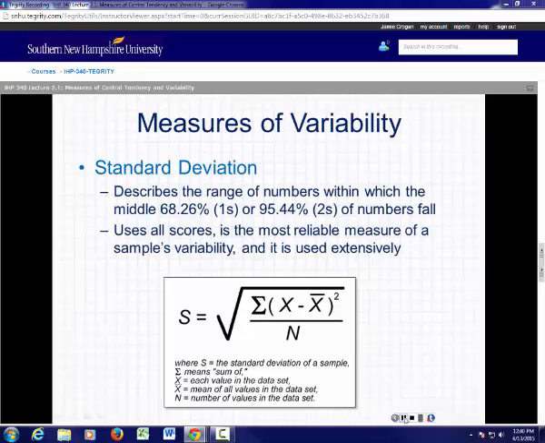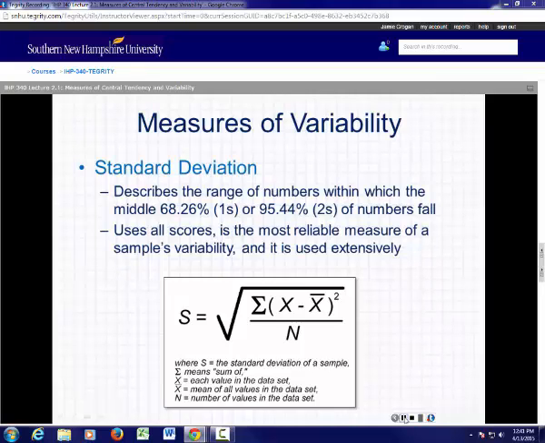sum of. The X is an individual value in the set of data. The X with a horizontal line on top is the mean value for that set of data, so add up all the numbers, divide by the number of scores. The N stands for the number of values in the data set. So essentially what you're doing when you calculate a standard deviation is you are calculating the distance of every individual score from the mean. So just take a look at the top part of that division, X minus the mean.